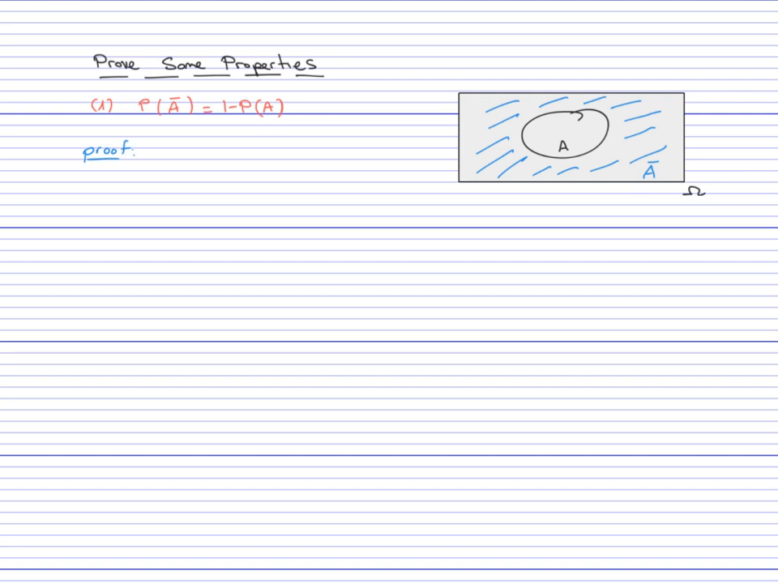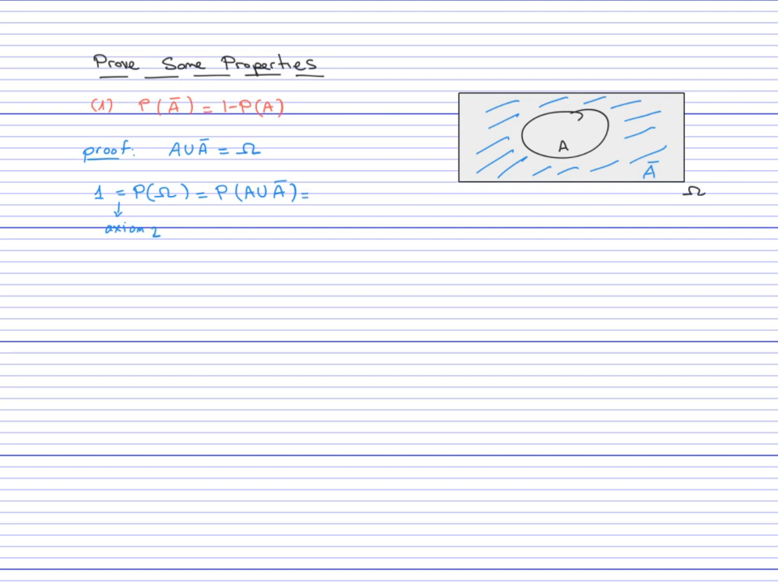So first of all, I hope that you remember that if we take A union the complement of A, in the end we need to get omega. Therefore, if I ask you what is the probability of omega, it's equivalent to asking what is the probability of A union complement of A. But the probability of omega, according to axiom 2, equals 1.